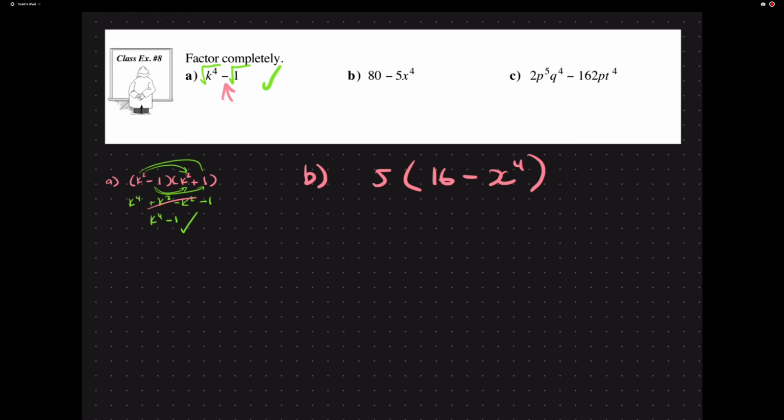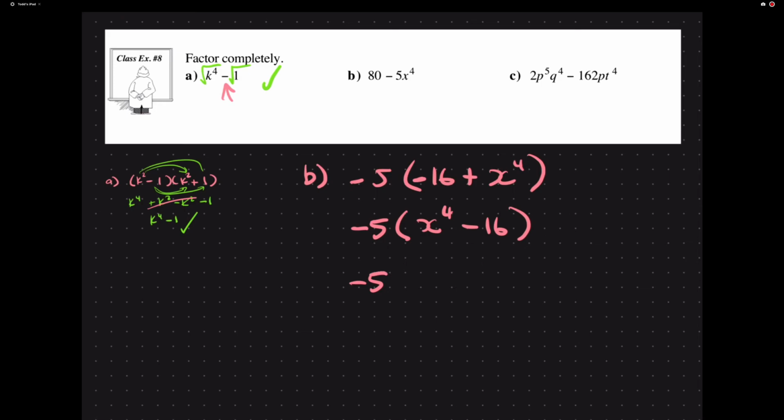Well, you know what, I think I will spin it around here. So instead of pulling out a positive 5, I'm going to pull out a negative 5, sorry. And that means that 80 divided by negative 5 is negative 16, and negative 5x to the power of 4 divided by negative 5 is going to be a positive 1x to the power of 4. And we're just going to rewrite this in descending order, where it's going to be x to the 4 minus 16. That makes a little bit more sense for us.